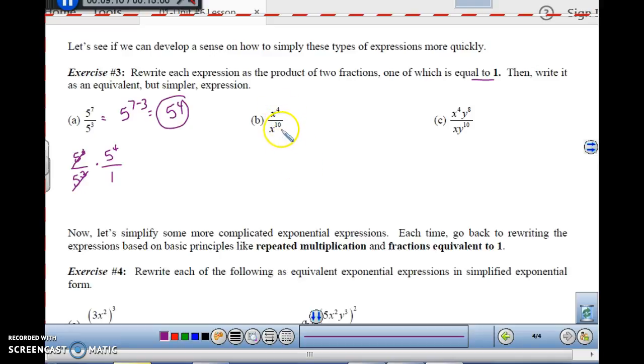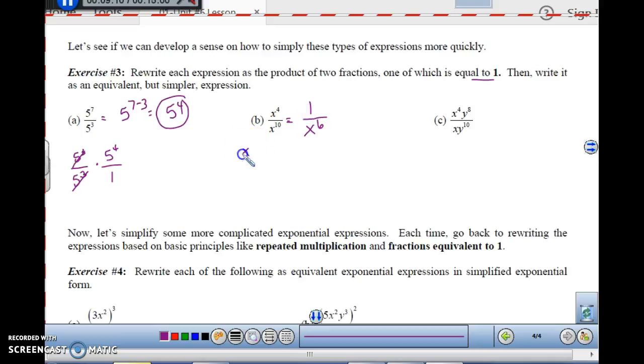We have x to the 4th divided by x to the 10th. Well, we want to subtract the exponents, but where is the exponent bigger? It's bigger on the bottom. So if I take 10 minus 4, the 10 is on the bottom, so the exponent is going to stay on the bottom, and this is going to be x to the 6th. But what's on the top? Well, it would be 1.